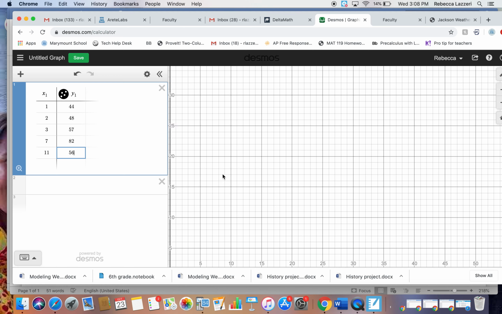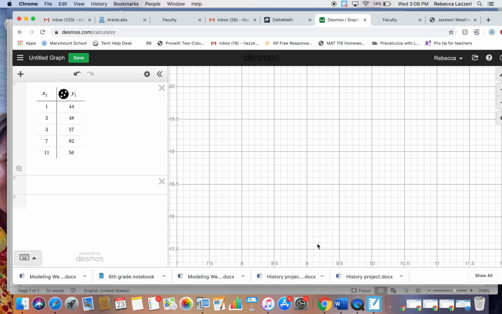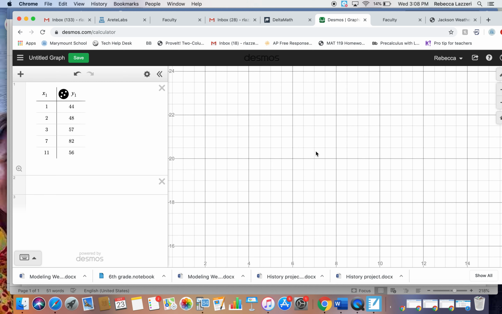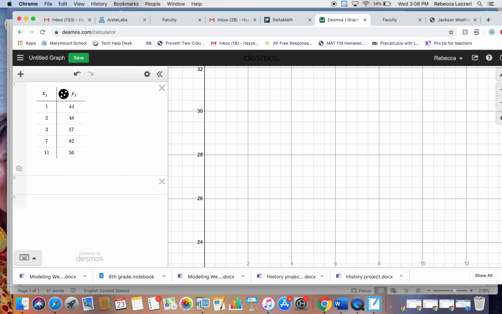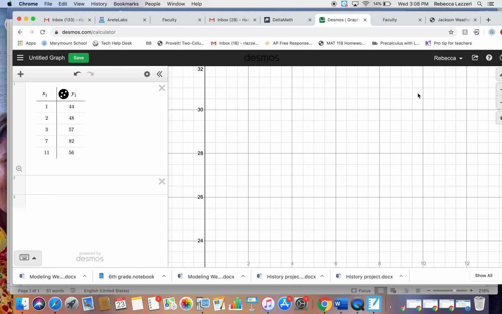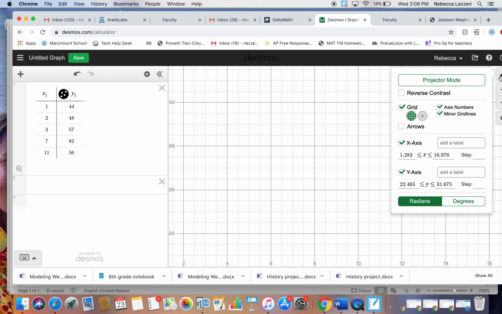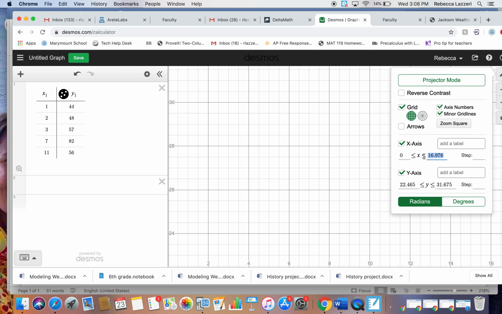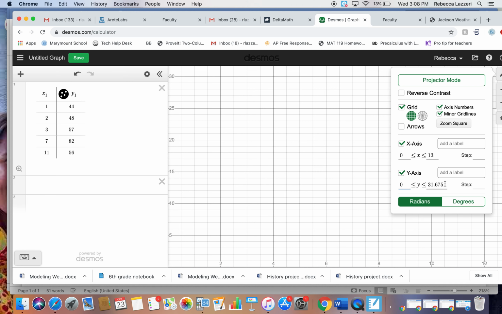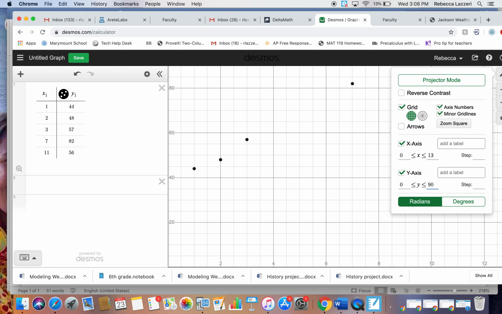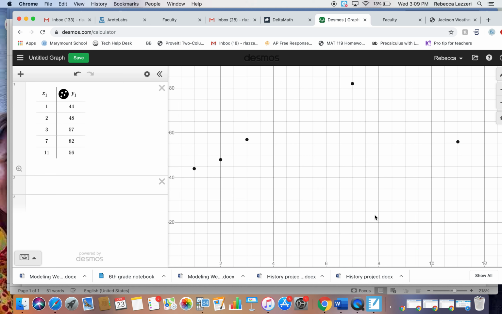Let's change this window to where you can go to settings and also change the window, but I'm looking more from 0 to 12. Hang on, let me go to settings. And I want my x-axis to go from 0 to 13. You'll want your y-axis to be big enough to see however hot your city is. So I'm going to go up to about 90. And so you'll have more dots in here.